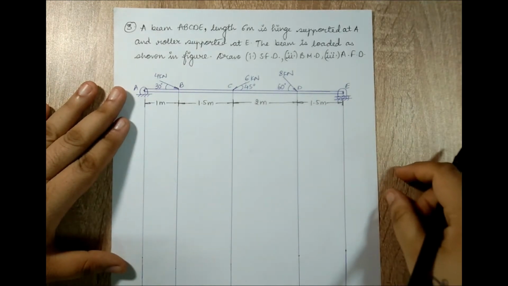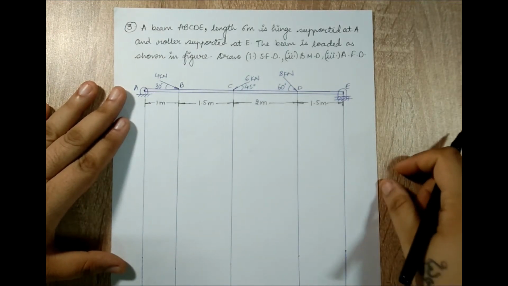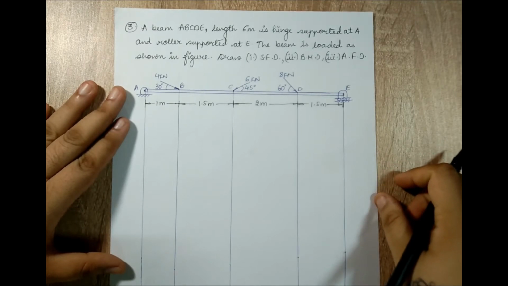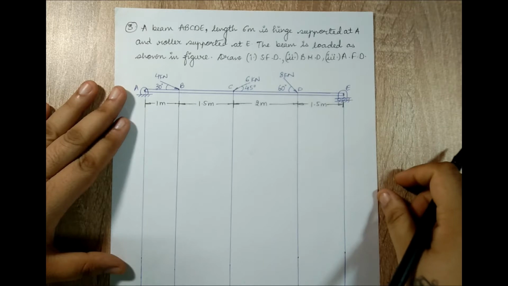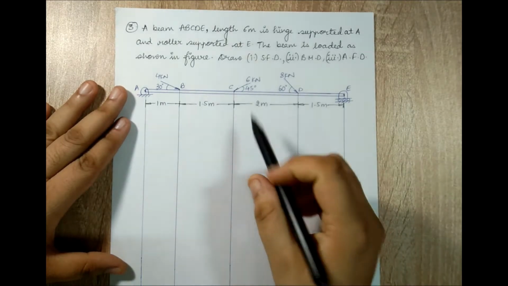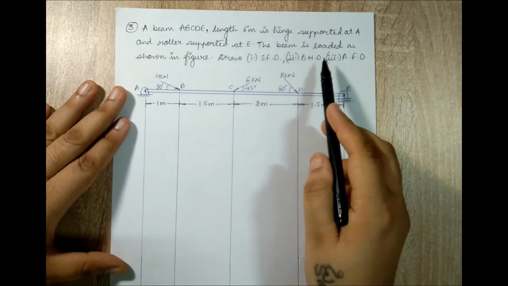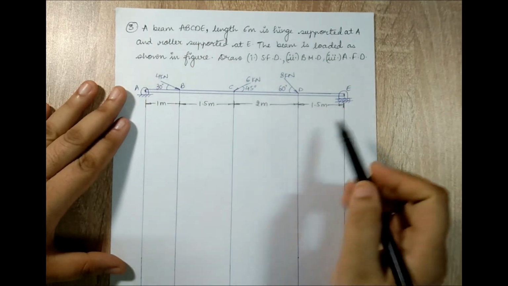The next session of strength of materials. In this session, I am going to solve the next numerical of shear force and bending moment diagram. Let's get started. A beam ABCDE, length 6 meter, is hinge supported at A and roller supported at E.